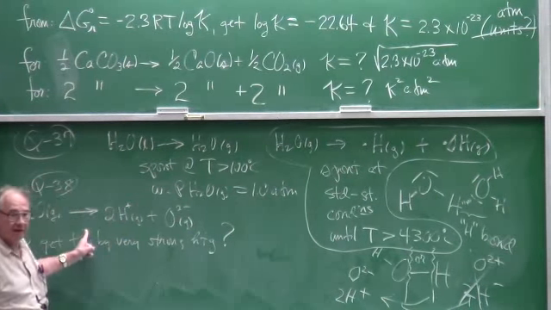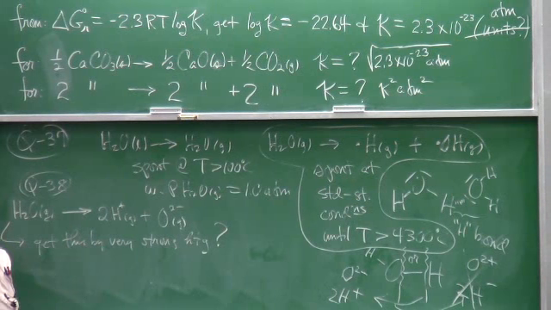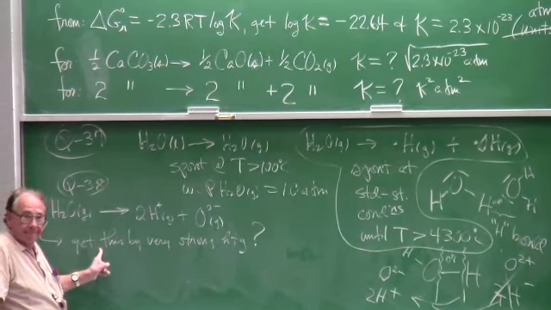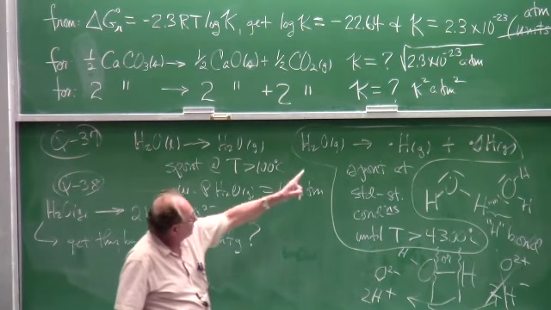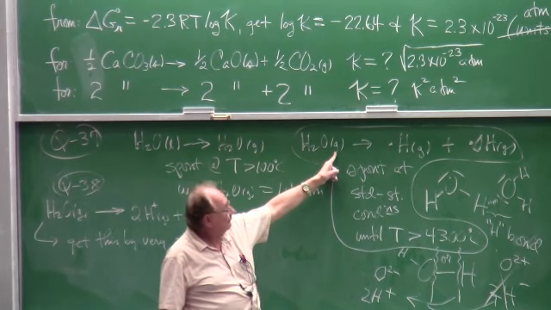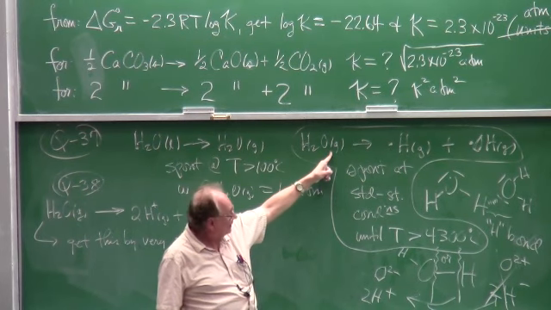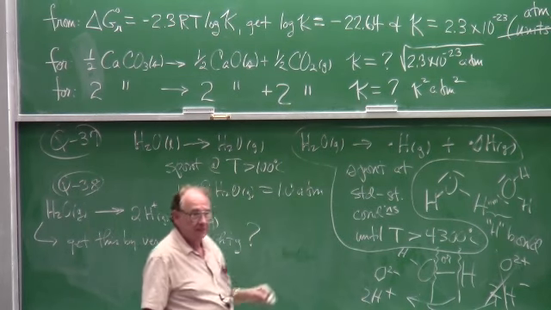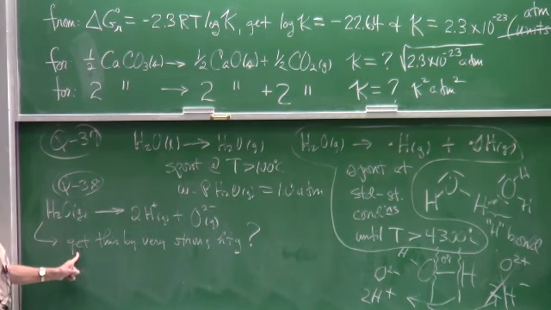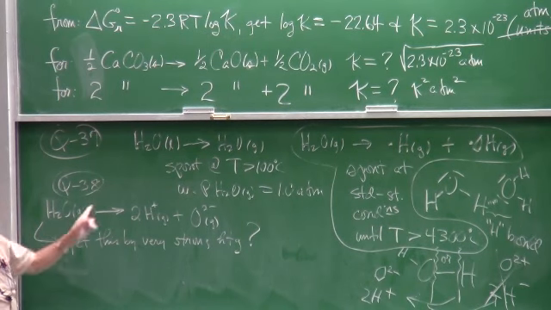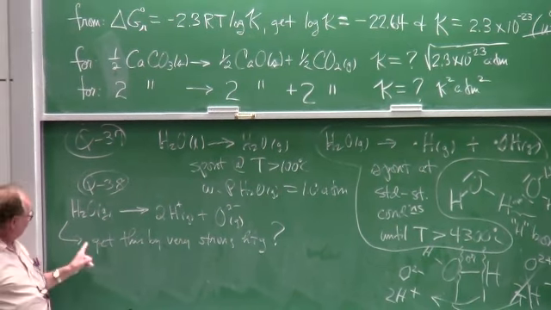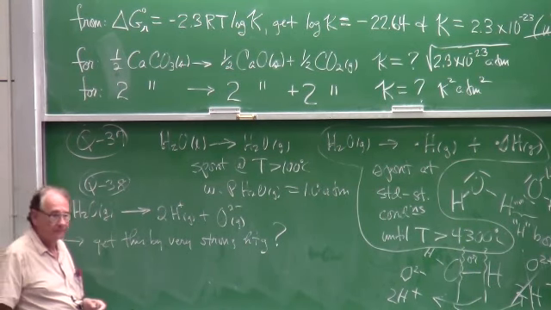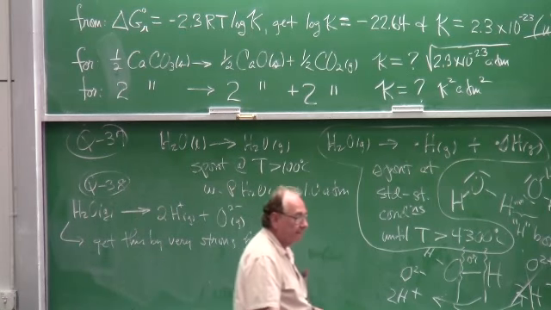Think we got a chance to get this one to go? This one versus this one, given that we've already reminded ourselves that this one becomes spontaneous at standard state conditions at temperatures above 4,300 centigrade. Think we can get this one to go maybe along with this, or maybe even at a lower temperature? Think we can get this one to go? What do you think?